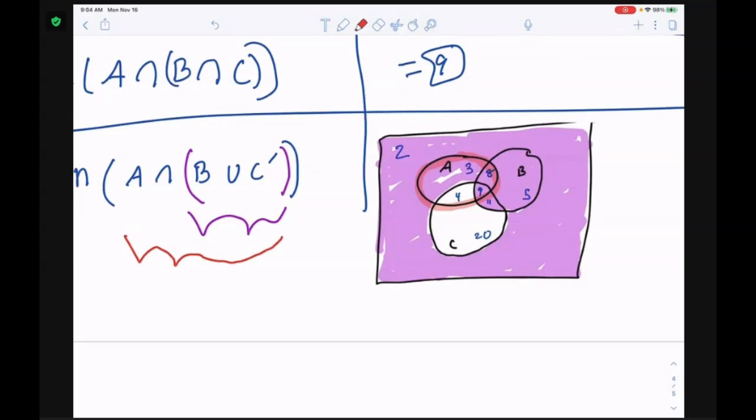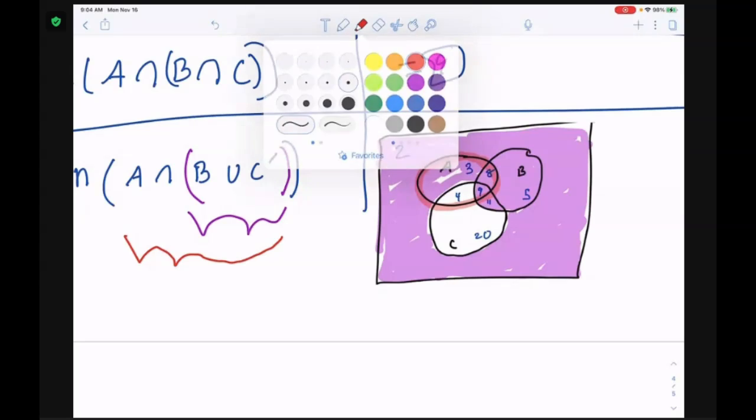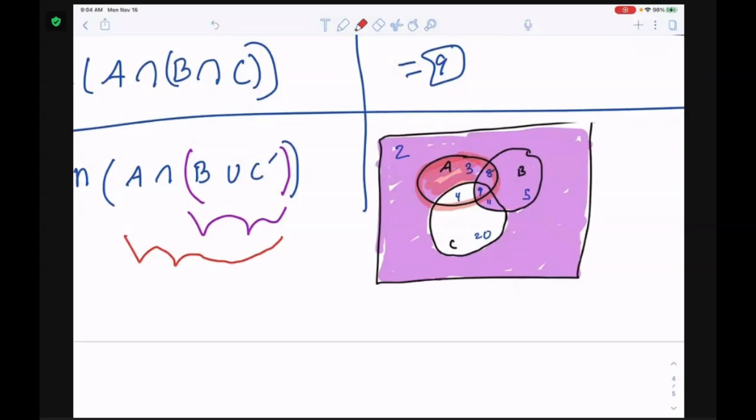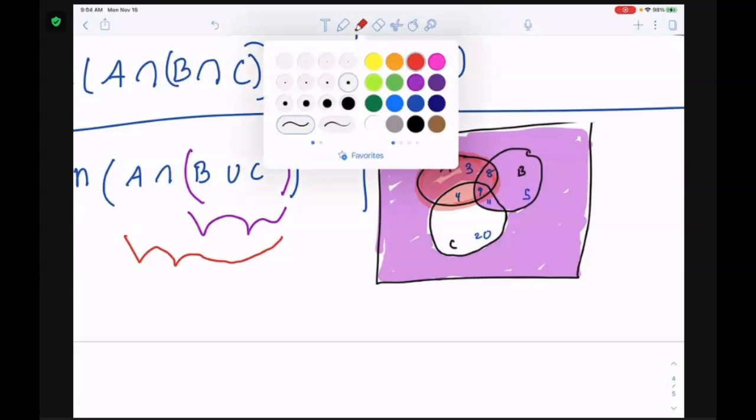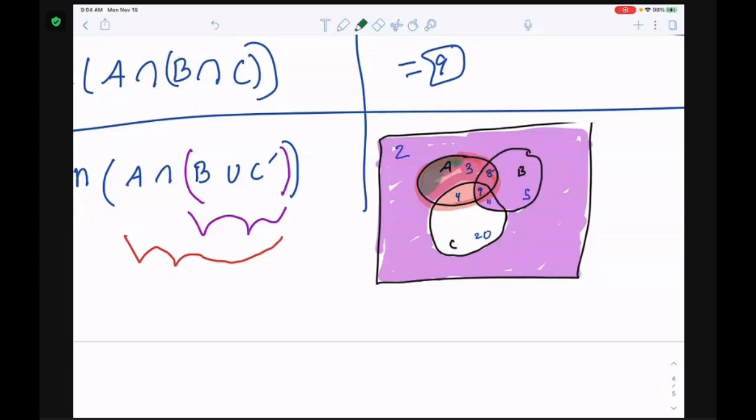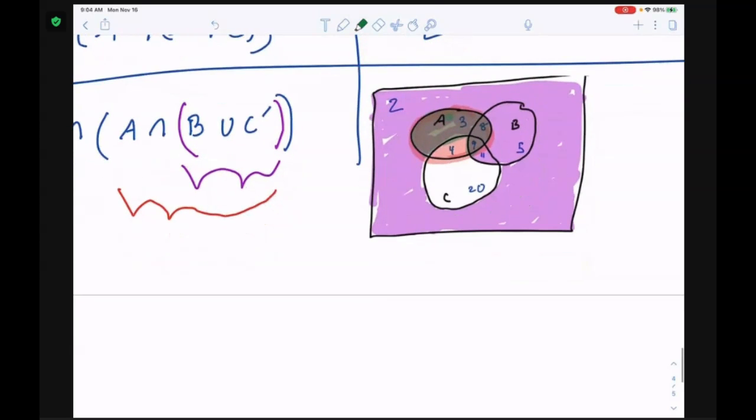3 and 8. Then my answer to this problem would be this region right here. It's also inside there. And so my answer would be 3 plus 8 plus the 9, which is 20.